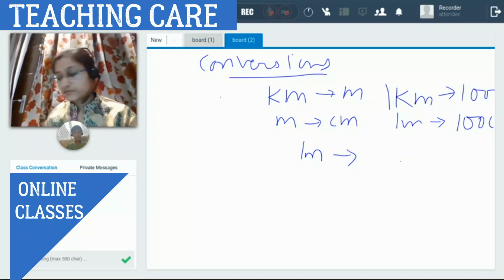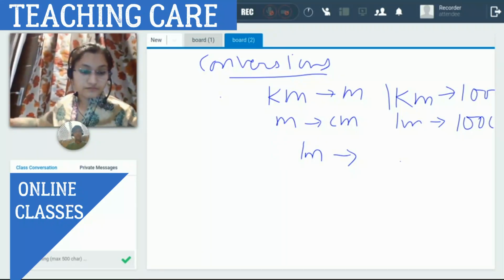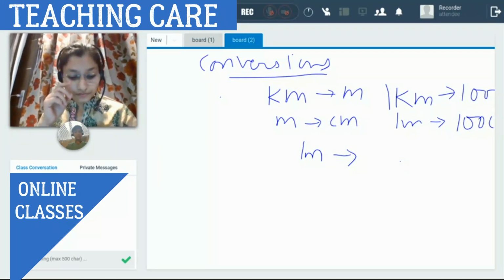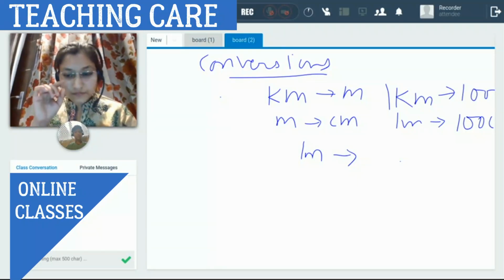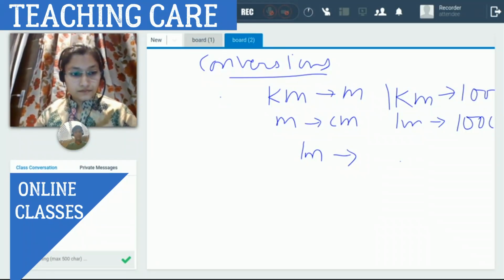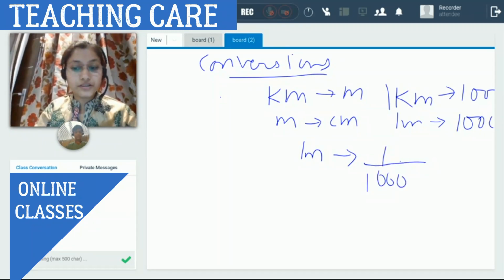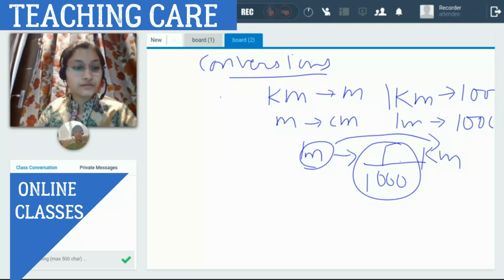1 meter is equal to 10,000 kilometers. No, you just told me that 1 kilometer is 1000 meters. Oh, so it would equal 1,000. It's 1 upon 1000 kilometers. When we go from a smaller unit to a bigger unit, then the division factor comes.